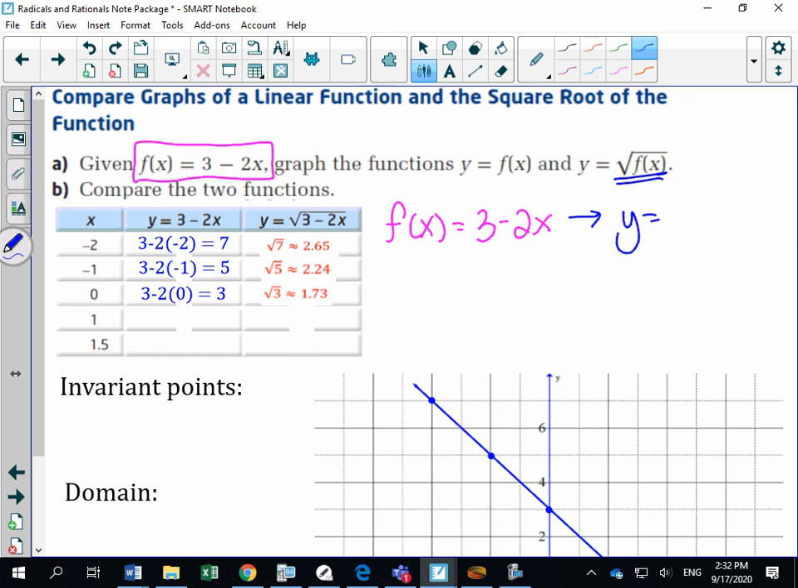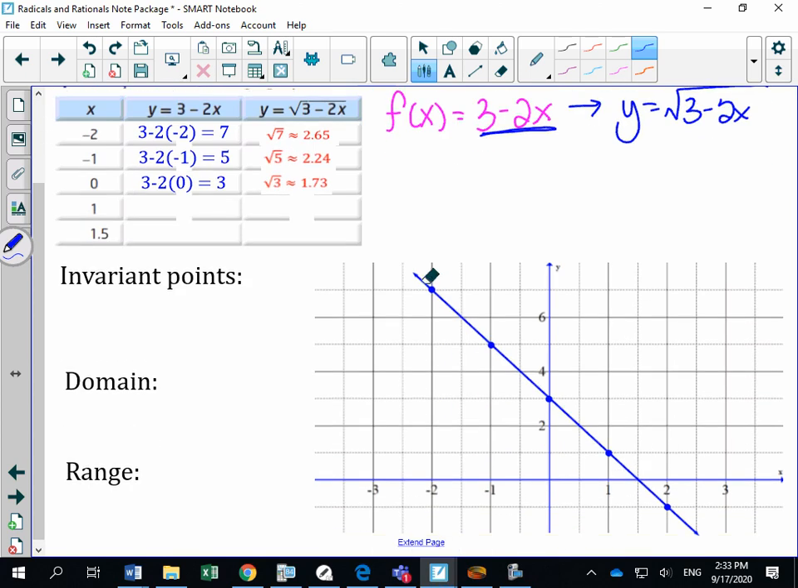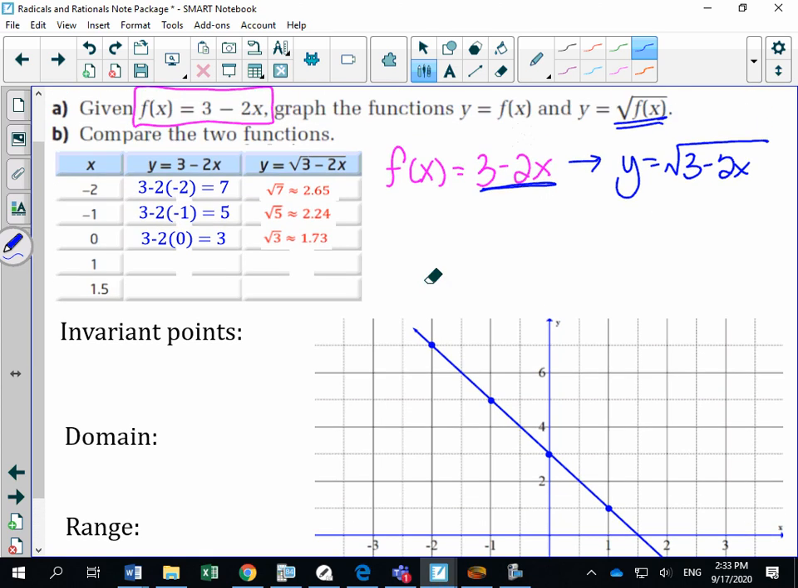So y is equal to, you take this function here, and it wants you to put it underneath a radical sign. So the square root of 3 minus 2x. What we're given is our original function in the form of y is equal to mx plus b. This is the graph of my original function. What we are going to do now is graph, from this original function, what the radical function would look like without punching it in on the calculator.